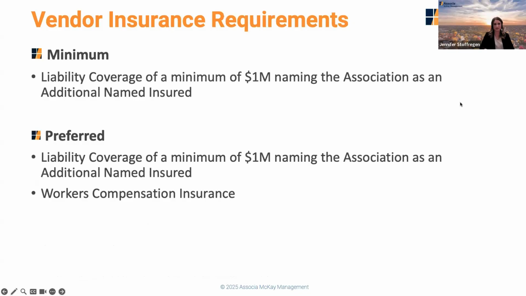Next is the insurance portion. Associa McKay requires vendors that work with us to have a minimum insurance requirement of $1 million, naming the association as an additional insured and Associa McKay as additionally insured.